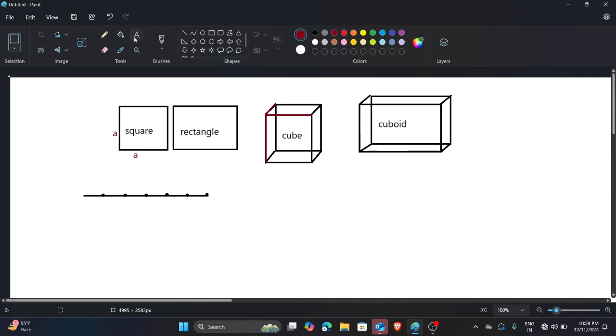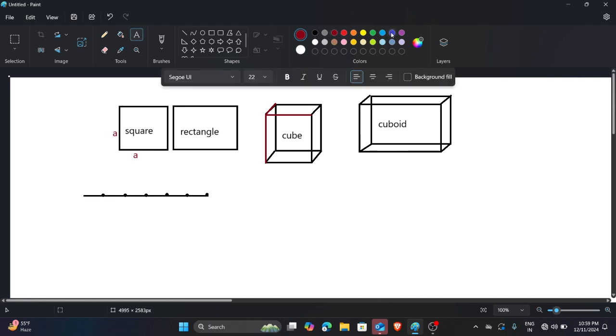So here I write it in other words. The area of a square is a cross a. This is the area of a square. Why is it a into a only?